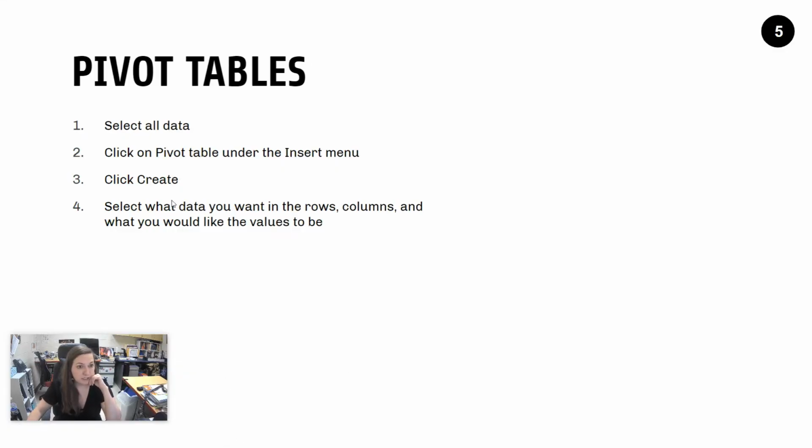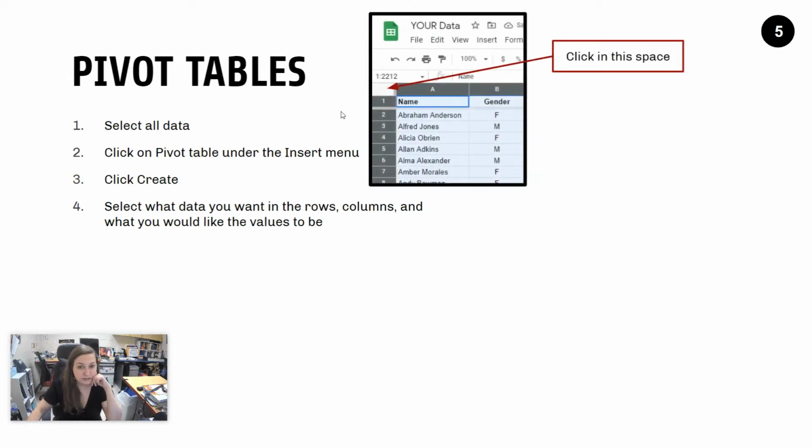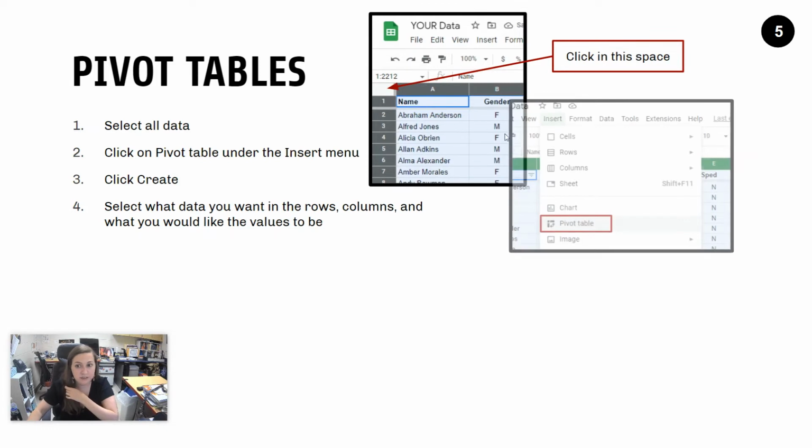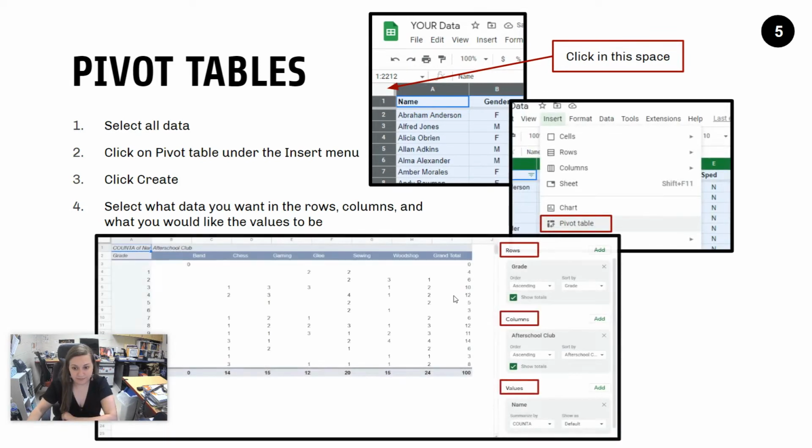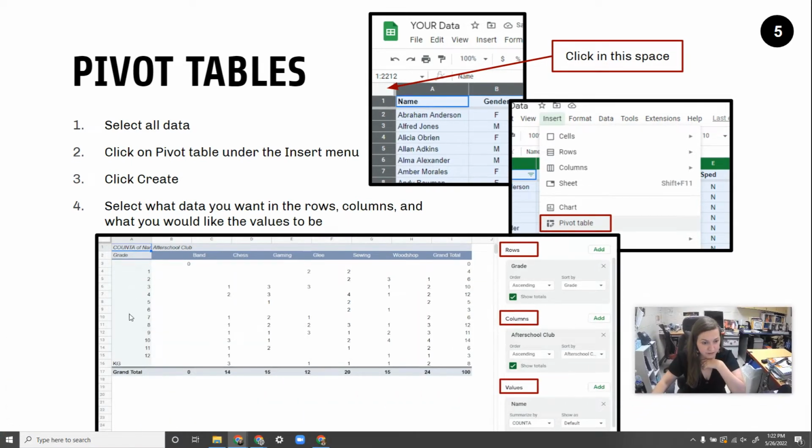Pivot tables, another magic trick of Google Sheets. You want to select all of the data. Click on Pivot Table under the Insert menu, and a little box will pop up. You're going to click Create on that box. And then you're going to select what data you want to use in the rows, columns, and what you want the values to be. So in this case, I did the rows as the grade levels. Right? So I have each grade level there.